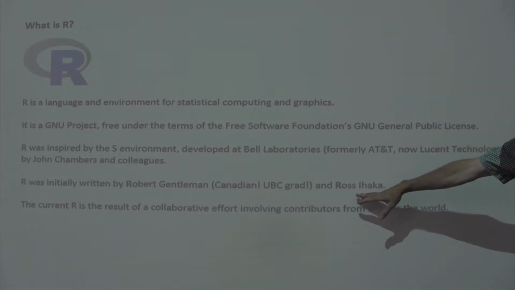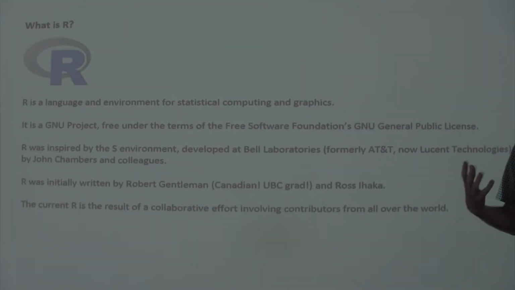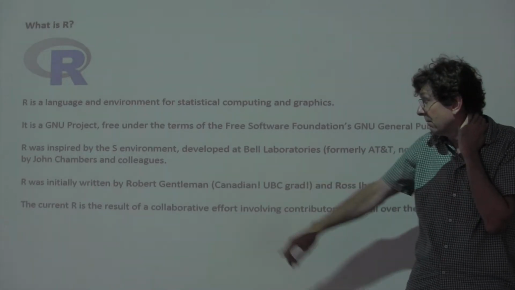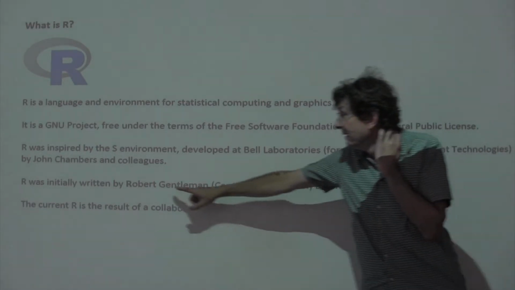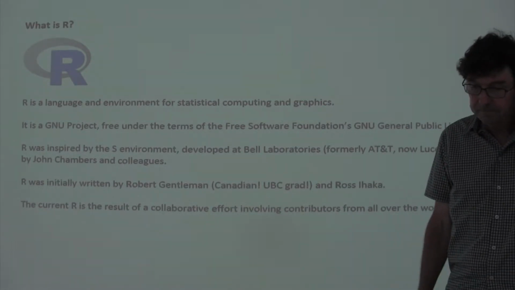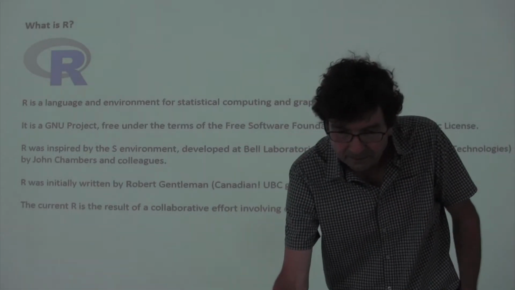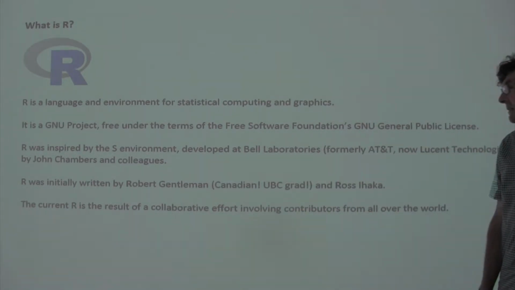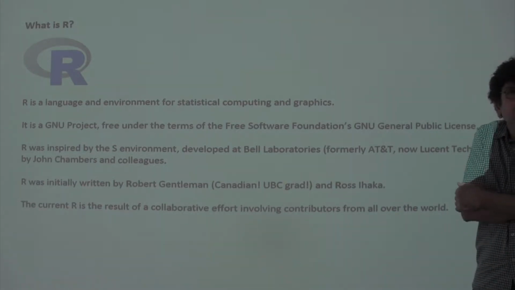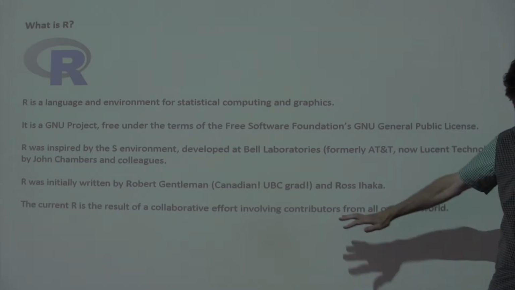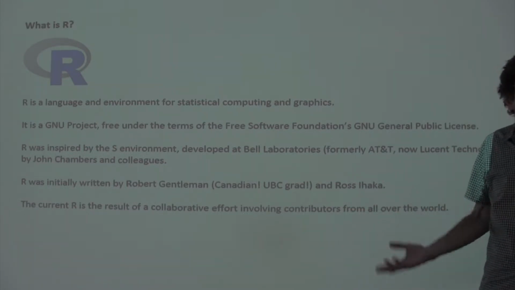R was created more recently as an open source version of S by Ross Ihaka and Robert Gentleman. These are the two R's. And Robert Gentleman is a UBC product. He now works for 23andMe. But R is kind of like a Wikipedia for geeks. It's a huge project. There are a few people that help to keep it organized, but contributors come from all over the place.